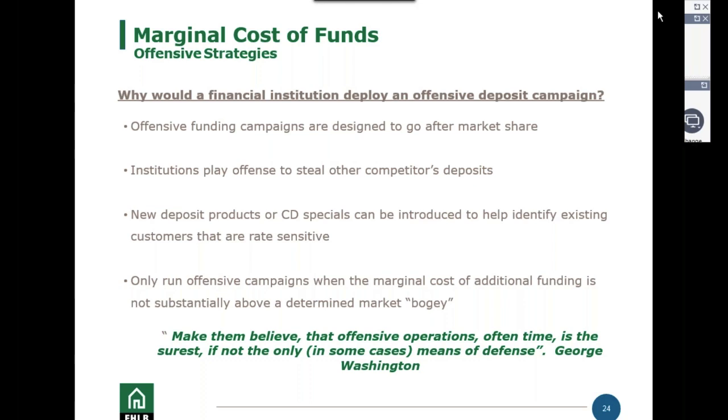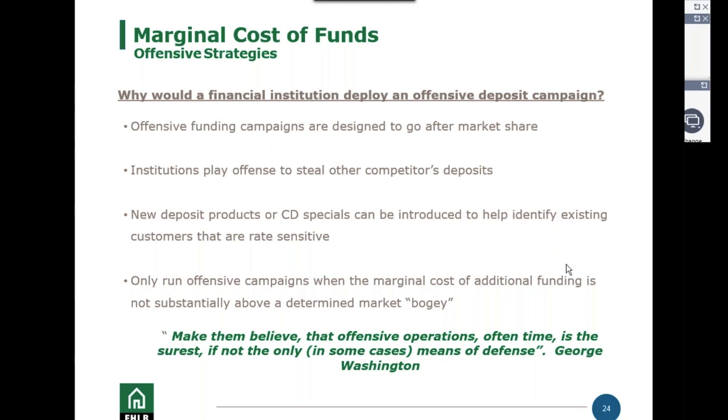You can introduce it to help identify existing customers that are rate sensitive. Knowing which of your customers are rate sensitive is a very valuable tool. And it is something that, if you indoctrinate marginal cost of funding into your culture, you will be able to do. You'll be able to identify how many of your customers are rate sensitive, because as Brett talked about, you don't want to price up your deposits when you have no risk of losing them.